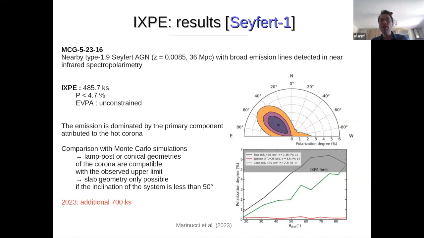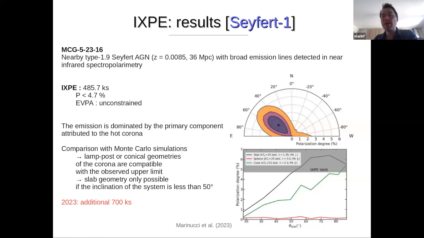It is very nearby, and it has a broad emission line detected in the infrared spectropolarimetry. Since we don't see a broad emission line in the optical band, it tells us that the source is likely inclined. And the more inclined it is, the better it is for polarization because it's more asymmetric. We observed it for almost 500 kiloseconds in 2022, and we found only an upper limit. The polarization degree is likely below 4.7%, and of course, the polarization angle in this case is totally unconstrained. Okay, that was disappointing. It was the brightest source. We spent half a million seconds and nothing.